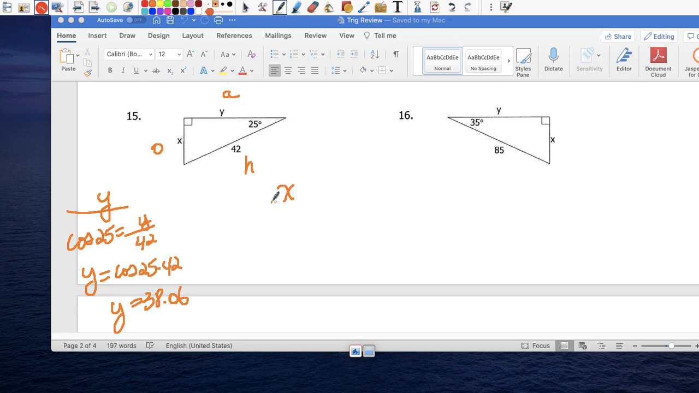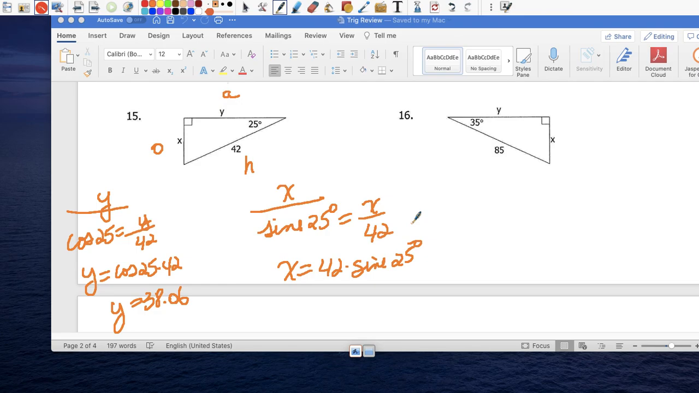To find x, we're going to do sine of 25 degrees equals the opposite, which is x, over the hypotenuse, which we know. Cross multiply. So 42 times sine of 25. We get 29.7.